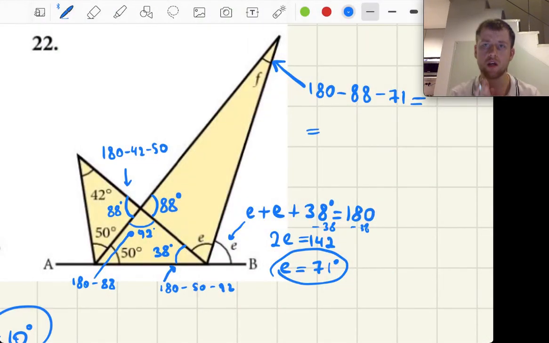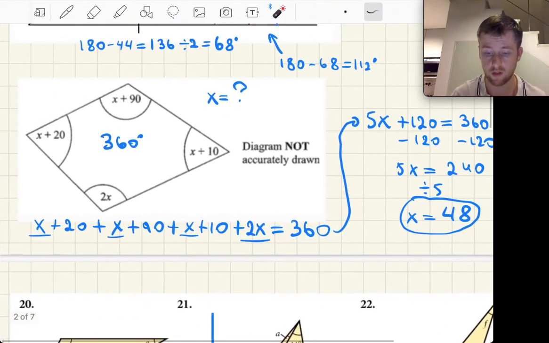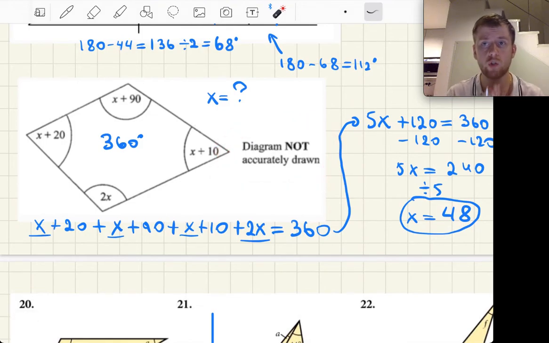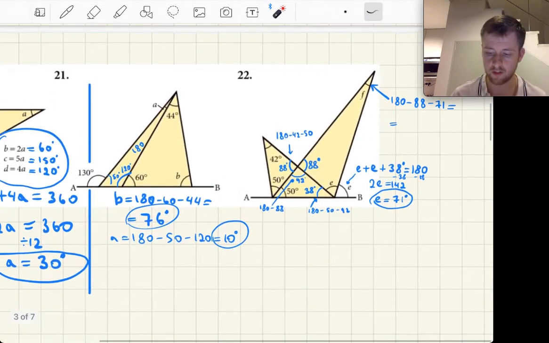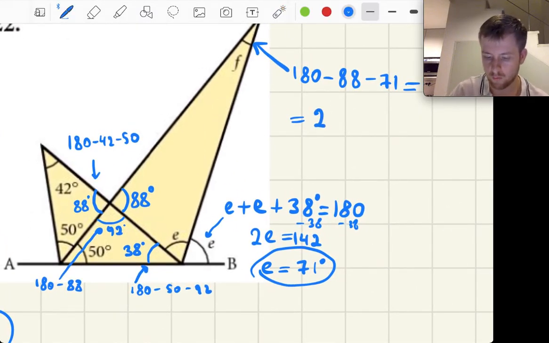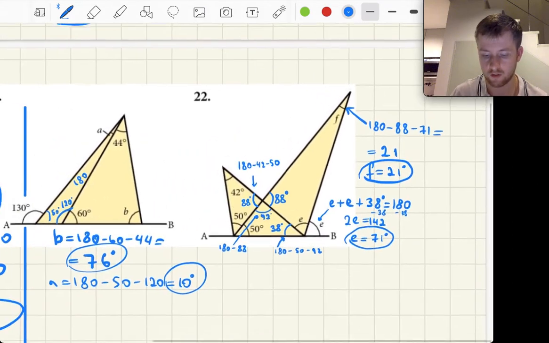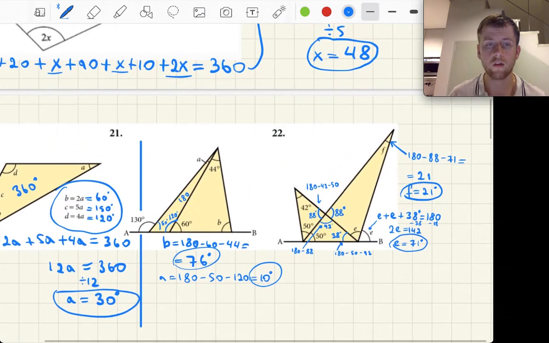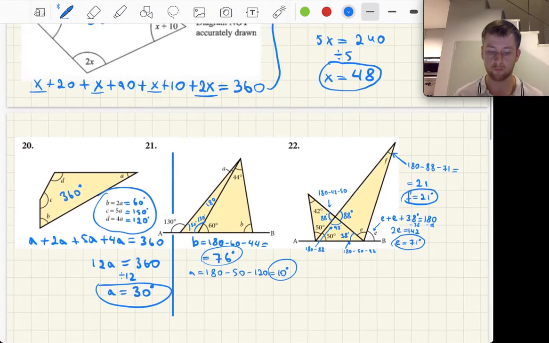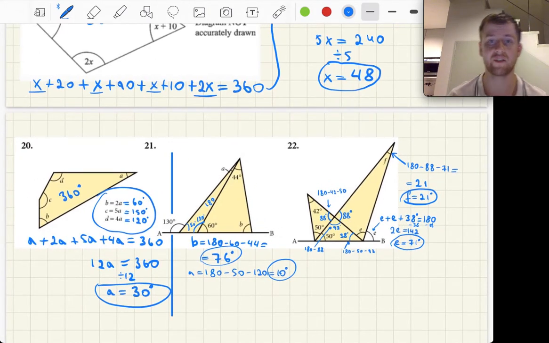But again, don't be fooled by the sizes of angles, because most of the drawings, especially in IGCSE questions, say diagram not accurately drawn, or not to scale. So sometimes the angles will look like right angles, but actually they are not. So be very careful about that. And here again, this is 21. So F equals 21 degrees. And here is our answer. F is 21 and E is 71. So again, just take a look very quickly at these three and make sure you're making sense of it, hopefully.